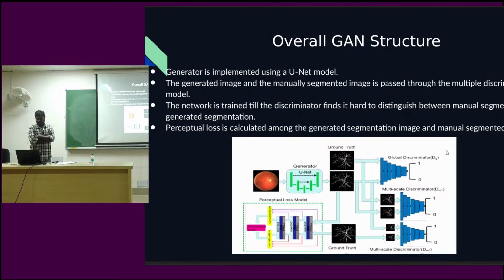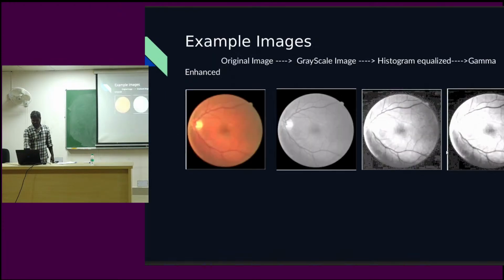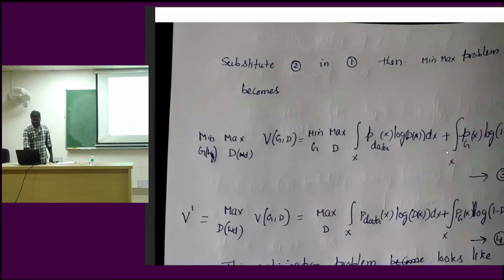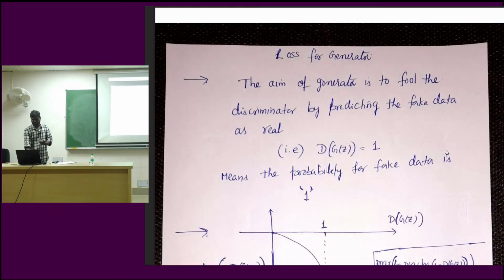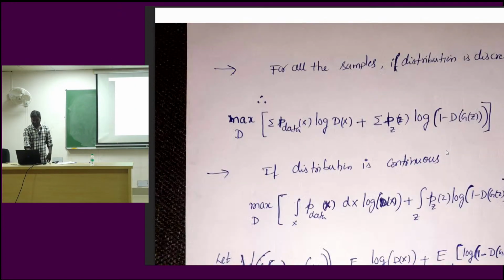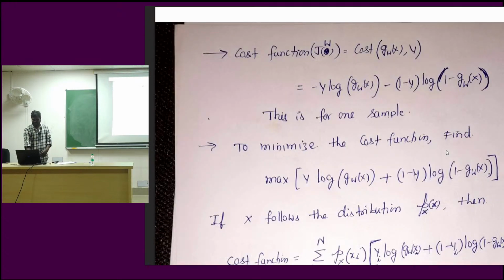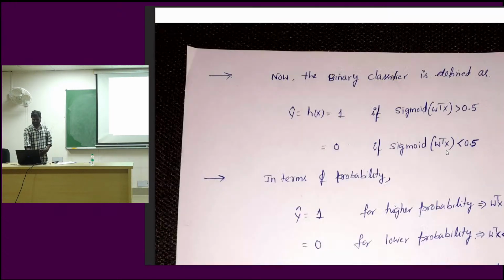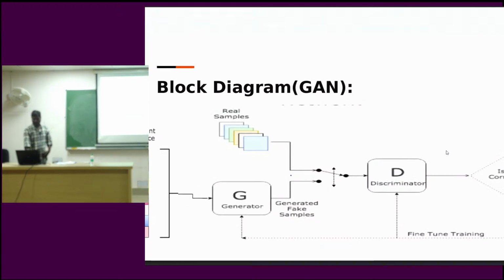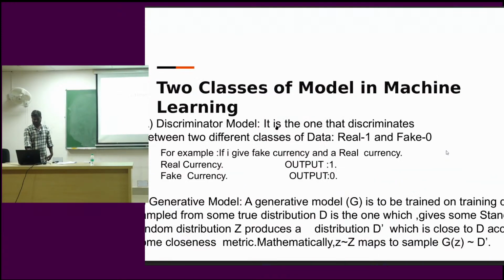So that is about GANs and their application in medical imaging. Any doubts on this? If you want me to explain the mathematical part, I will explain, but outside, not here. It consumes a lot of time to explain. If you have any doubts on the functioning of GANs or the idea behind this, you can just write.